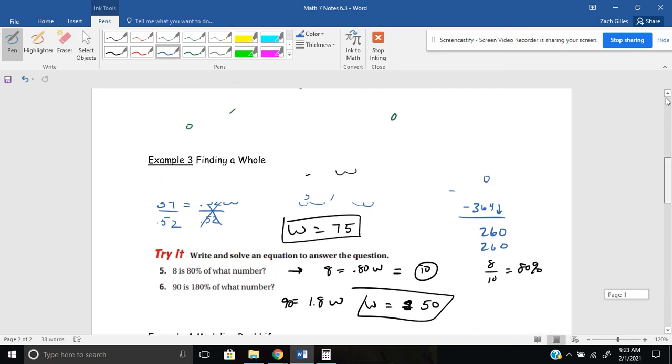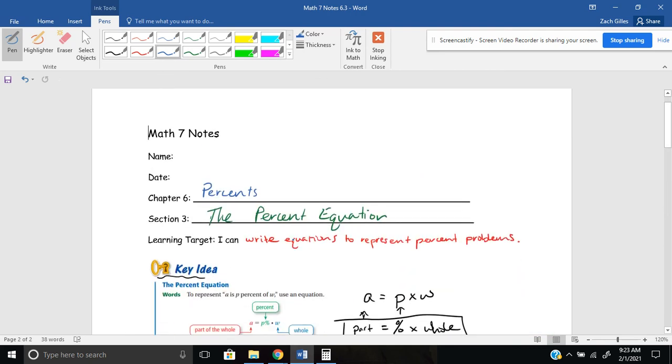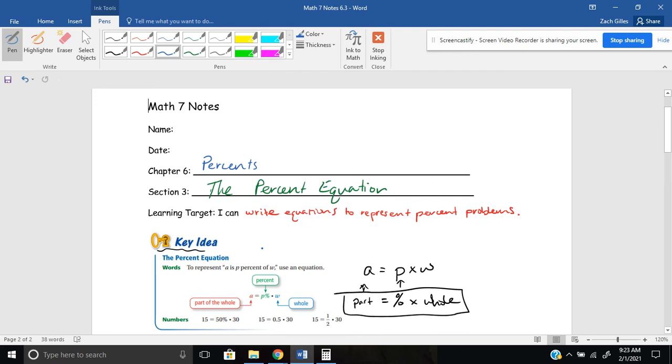All right, that's all I have for today. If you guys have questions, let me know. Again, the percent equation is very similar to the percent proportion. It just gives you another way to find the part or the percent or the whole.